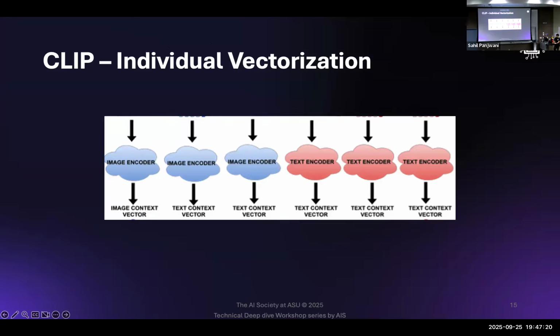Any other questions? Until now, what we have done is we have created vector representations of our image inputs and text inputs. Next, we'll see how we combine them, or align them, in the same vector space.